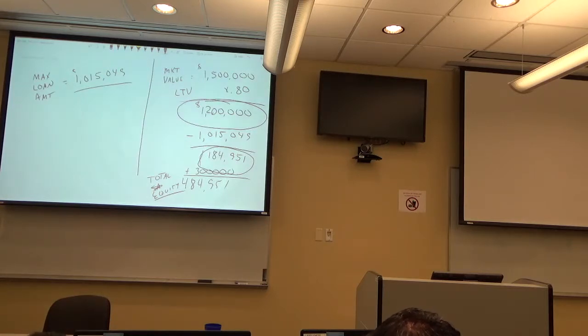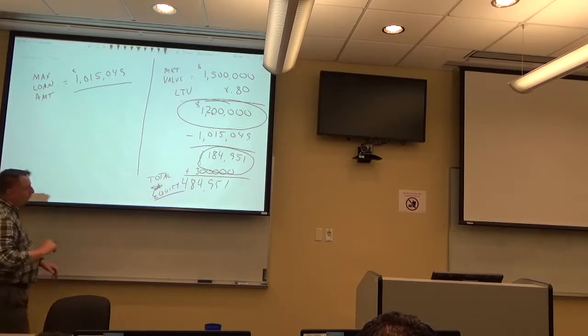Basically getting partners, doing joint ventures, talking about different deal structures, tax strategies, that sort of thing. That is not the focus of this class. The focus of this class is strictly, okay, here's how much we're borrowing, here's how much we need in equity. Does that make sense? Okay?